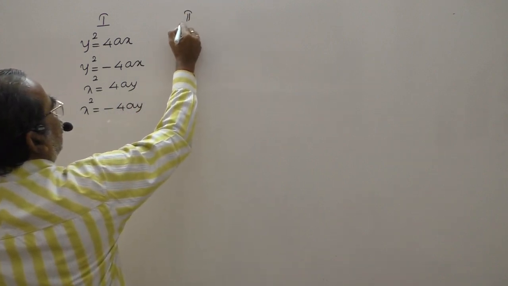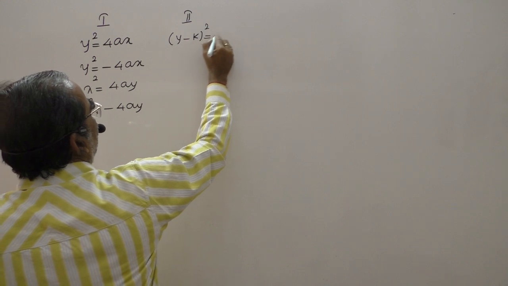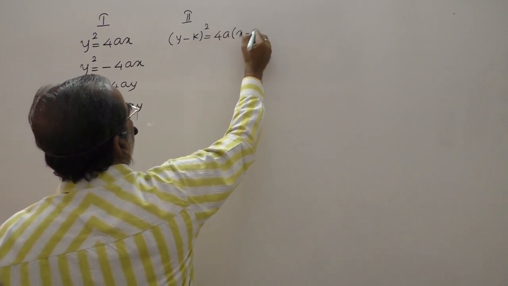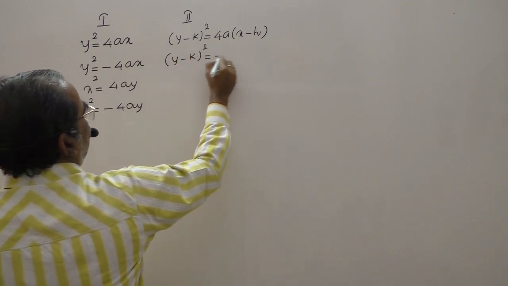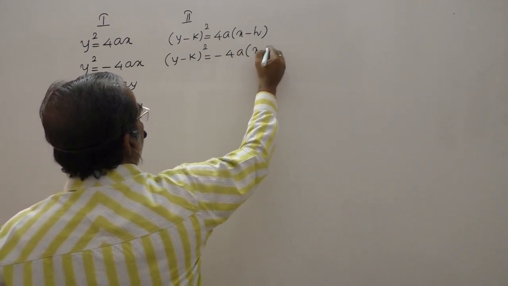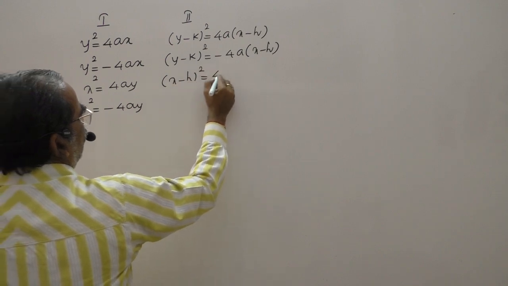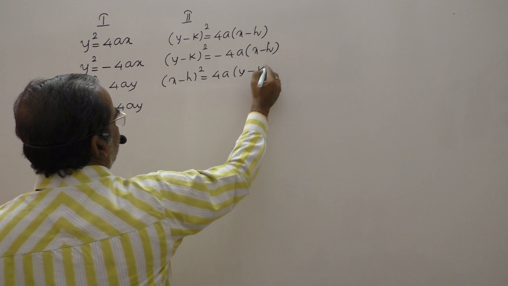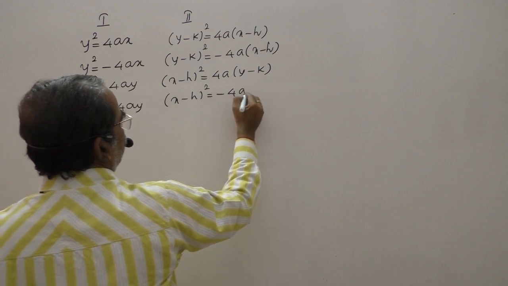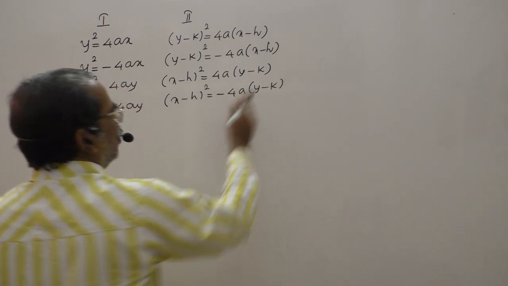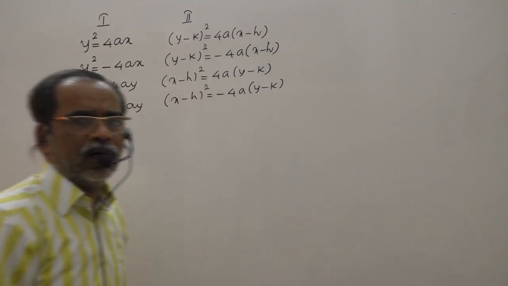Next, in the second set also there are 4. Y minus k whole square is equal to 4a into x minus h. Here y minus k whole square is equal to minus 4a into x minus h. And x minus h whole square equal to 4a into y minus k, and x minus h whole square is equal to minus 4a into y minus k. For the first two, the axis is parallel to x-axis; for these two, parallel to y-axis.